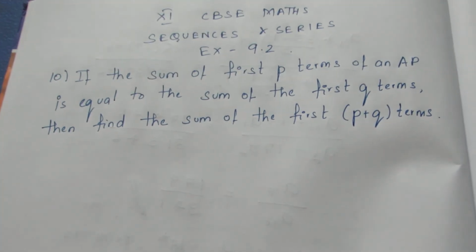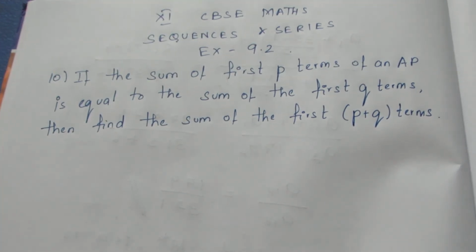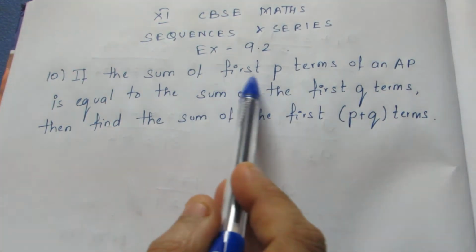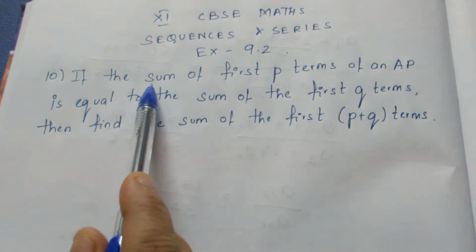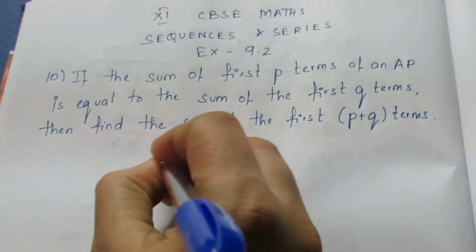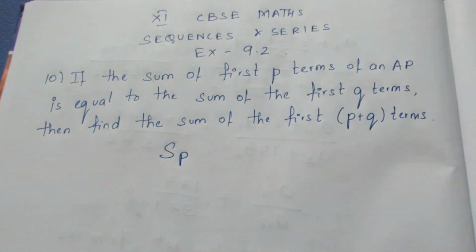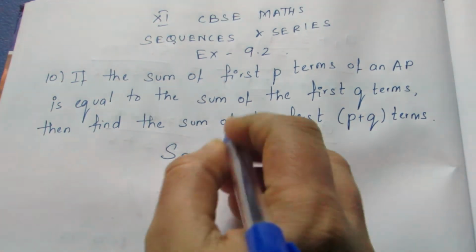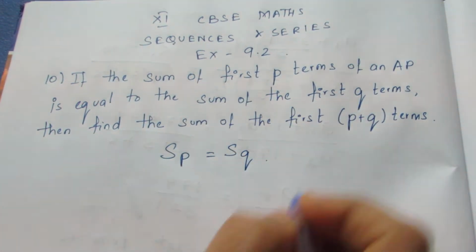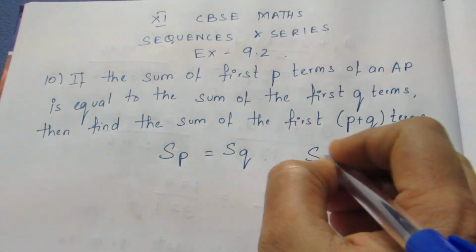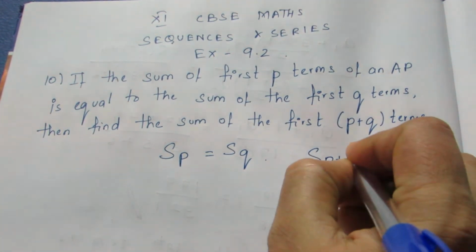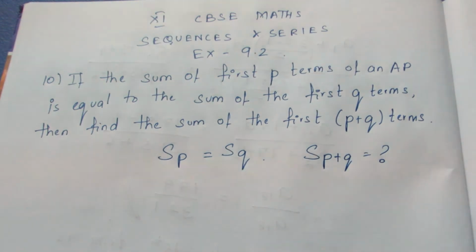Today we are going to see 11 CBSE Maths Sequences and Series Exercise 9.2 question number 10. Let's see the question. If the sum of first P terms of an AP is equal to the sum of first Q terms, they have given the sum of P terms, that is SP. Sum of N terms we used to write Sn. Here it is P terms, so SP is equal to sum of first Q terms is SQ. Then find the sum of first P plus Q terms. We need to find this.